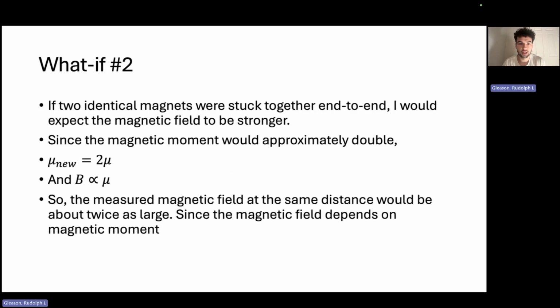And the second what-if question was if two identical magnets were stuck together end to end, I would expect the field to be stronger, since the magnetic moment would approximately double. I said that the new mu would be two times the old mu, and since B depends on mu, the measured magnetic field at the same distance would be about twice as large, since the magnetic field depends on the magnetic moment.